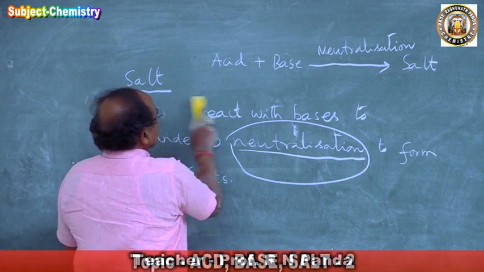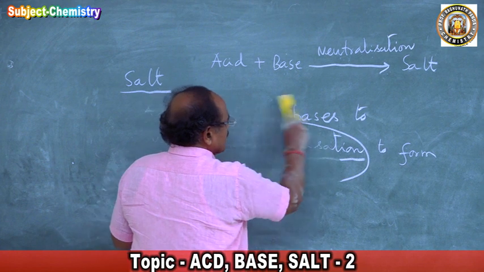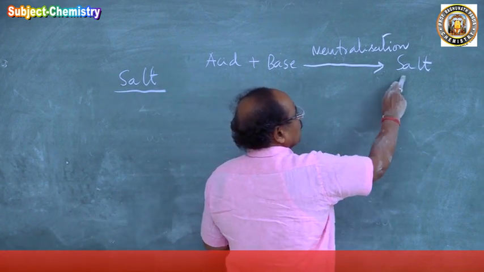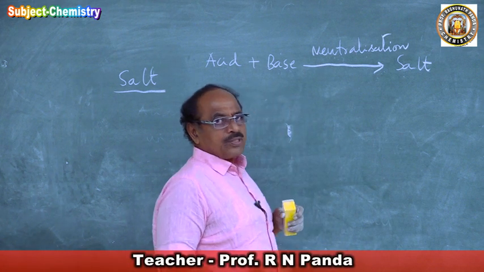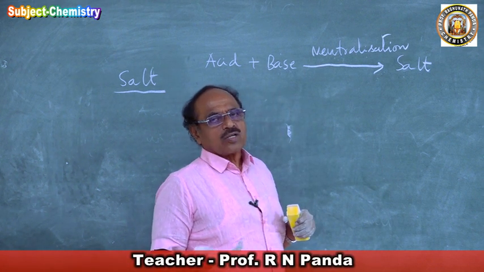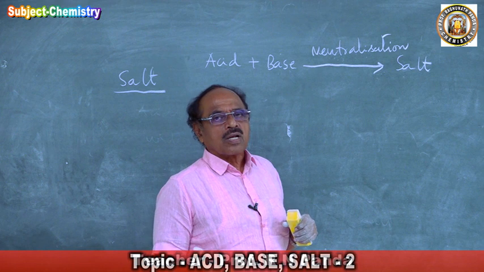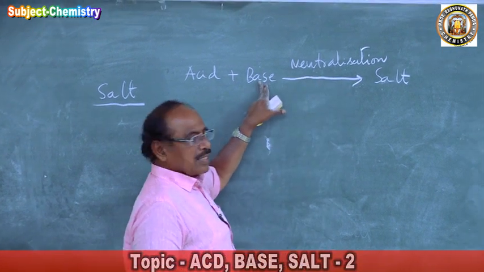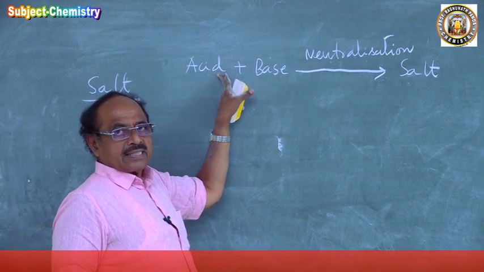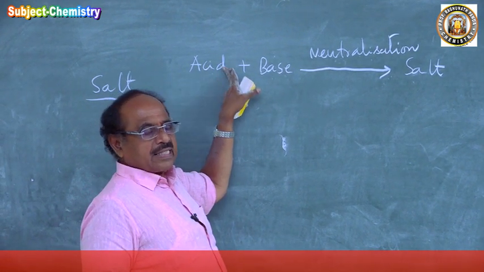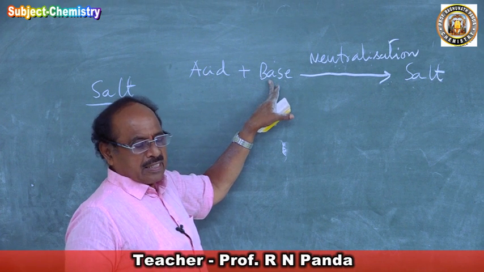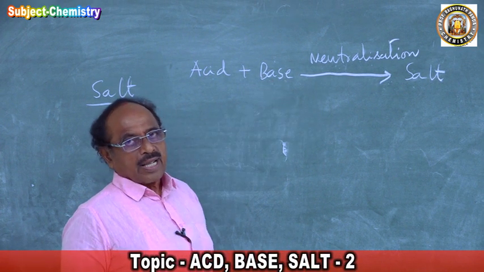That means it will not exhibit acidic character, it will not exhibit basic character. So acid loses its acidic character, base loses its basic character. They become neutral. They are neither acidic nor basic. So it is called neutral. Hence the reaction is called neutralization. So the base neutralizes the acid, or the acid neutralizes the base. Hence this reaction is called neutralization.